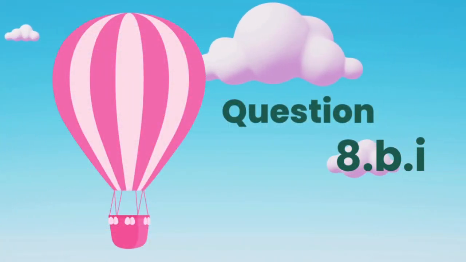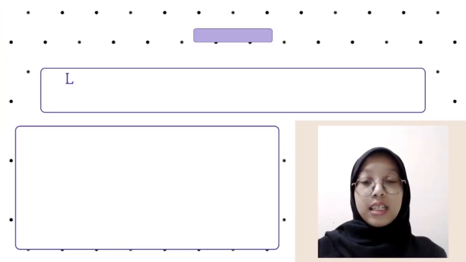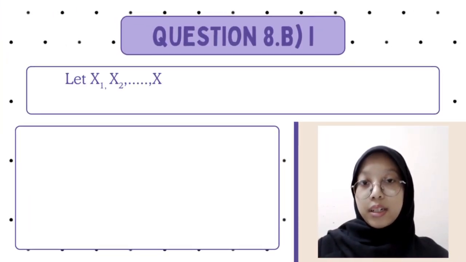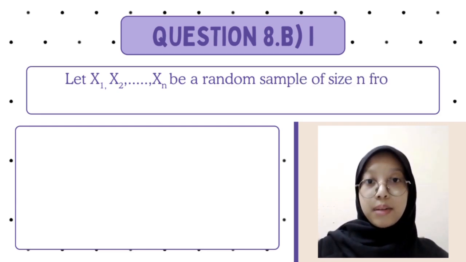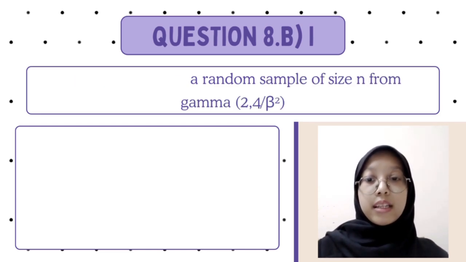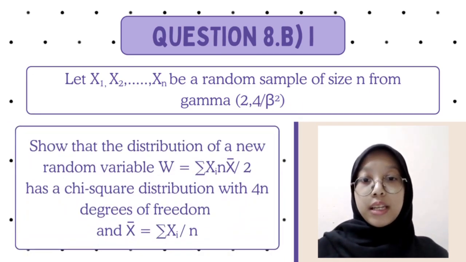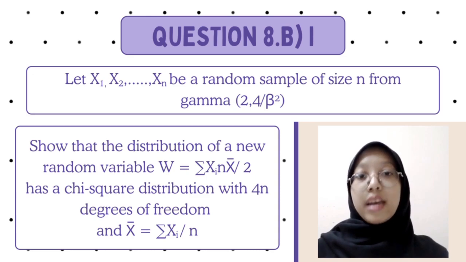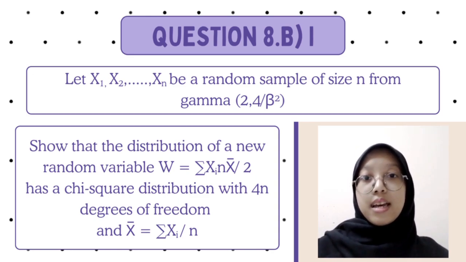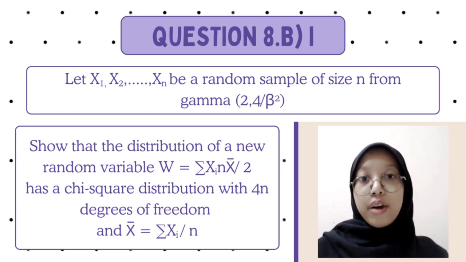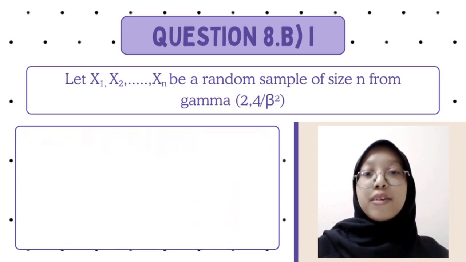Next, question 8B1. Given that X1, X2 until Xn is a random sample of size n from Gamma(2, 4 over beta squared). The question asks to show that the distribution of a new random variable W equals beta squared over 2 times n times X bar has a chi-squared distribution with 4n degrees of freedom, where X bar equals the summation of Xi over n.